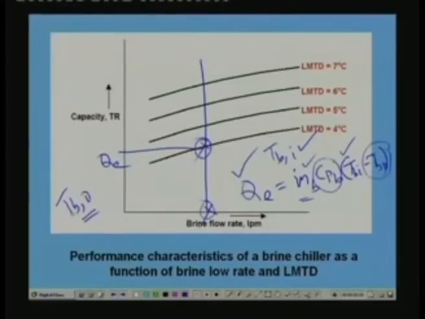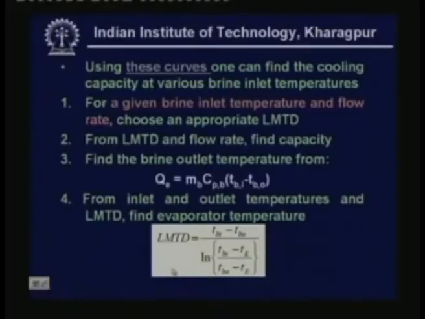Once you know the brine inlet and outlet temperatures and you also know the LMTD, we can find out what is the evaporator temperature. That is what is done here. As I said, for a given brine inlet temperature and flow rate, choose an appropriate LMTD. Then from LMTD and flow rate, find the capacity using the characteristic curves, and find the brine outlet temperature using the equation QE is equal to MB CPB into (TBI minus TBO). From inlet and outlet temperatures and LMTD, find the evaporator temperature.